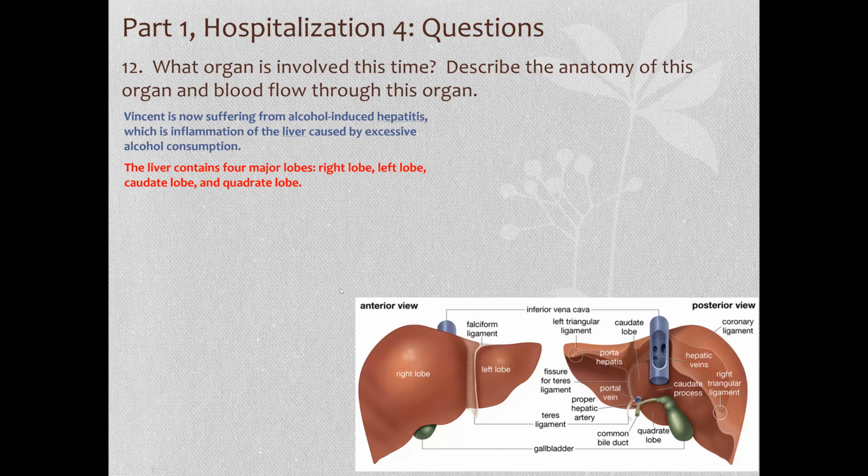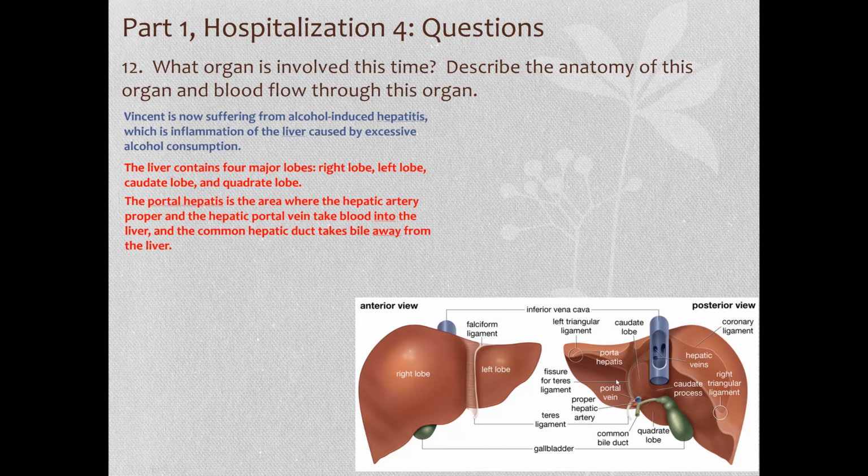So the liver contains 4 major lobes. From the anterior view, you can see the right lobe and the left lobe. And then from the posterior view, you can see the caudate lobe and the quadrate lobe. The porta hepatis is shown here. This is the area where the hepatic artery proper and the hepatic portal vein take blood into the liver, and the common hepatic duct takes bile away from the liver.